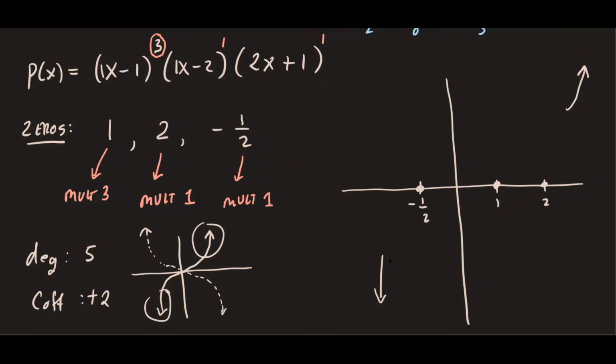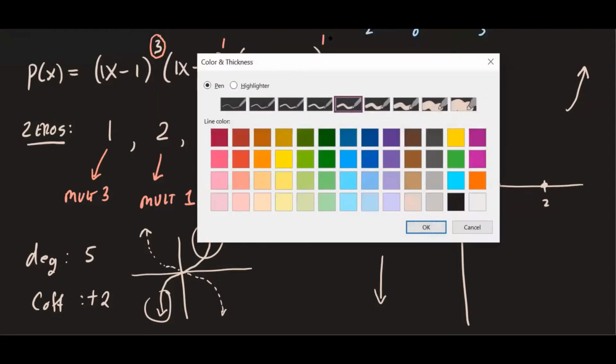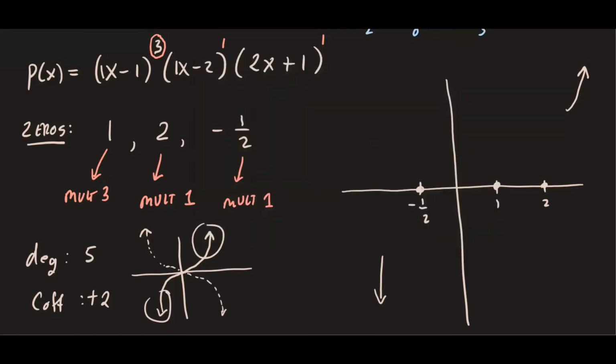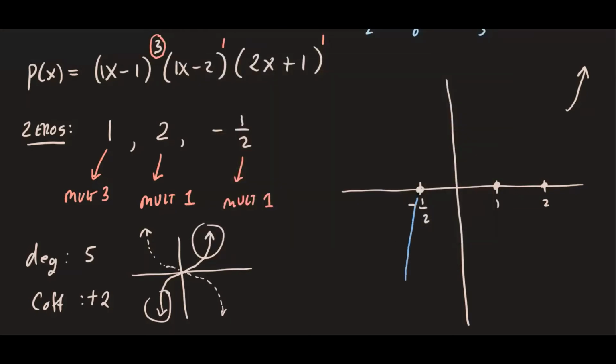So I'm just going to adjust my drawing because we need to make a smooth curve. So let's do that. I'm just going to erase that and connect it with a different color. Okay, so we're going to cut through it. That's what multiplicity 1 means. And then go up, come back to 1. Well, 1 has a multiplicity of 3, which means it's going to create a cubic shape as it cuts through.